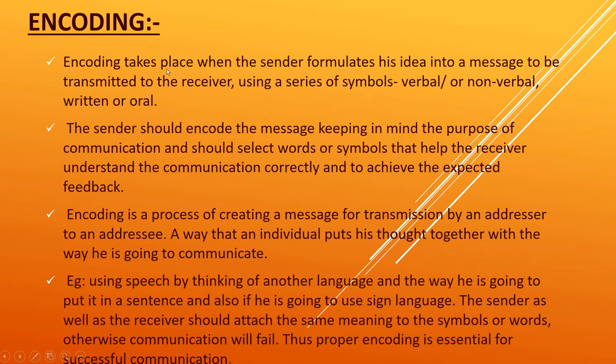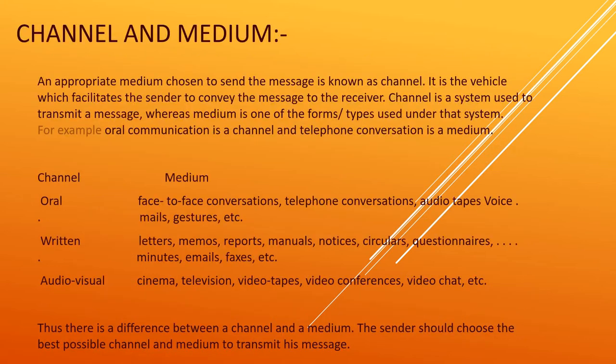Now is encoding. Encoding takes place when the sender formulates his ideas into message to be transmitted to the receiver using a series of symbols, verbal or non-verbal, written or oral. The sender should encode the message keeping in mind the purpose of communication and should select words or symbols that help the receiver understand the communication correctly and to achieve the expected feedback.